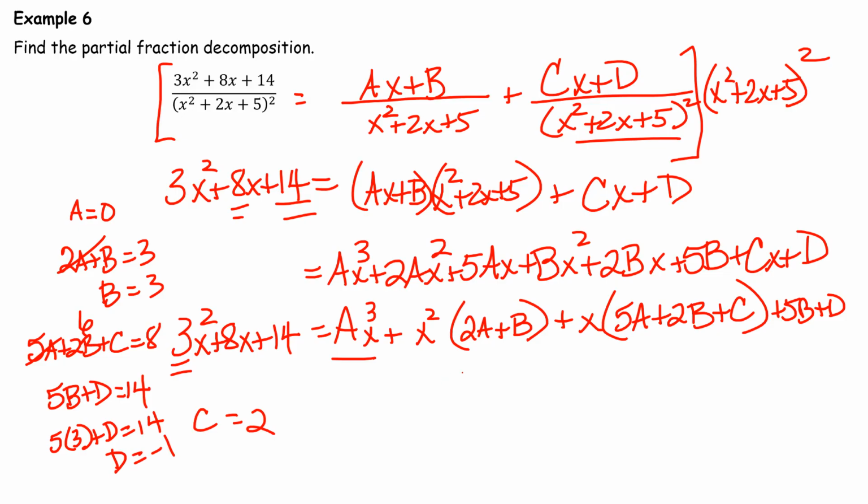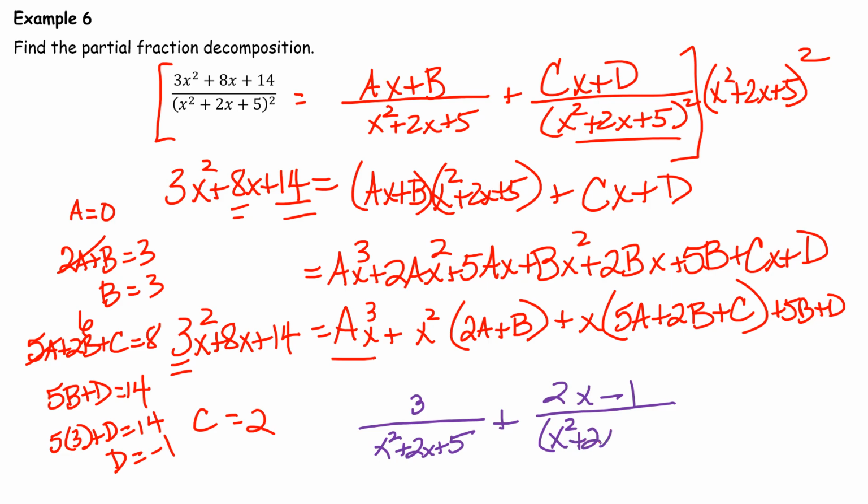So we've got our A, we've got our B, we've got our C. And so now we can write the partial fraction decomposition. 3 over (x squared plus 2x plus 5). And then for Cx plus D, that would be 2x minus 1. And the denominator is just (x squared plus 2x plus 5) quantity squared. And so that is the partial fraction decomposition for this fraction right here.